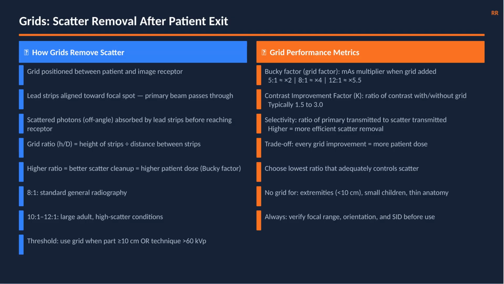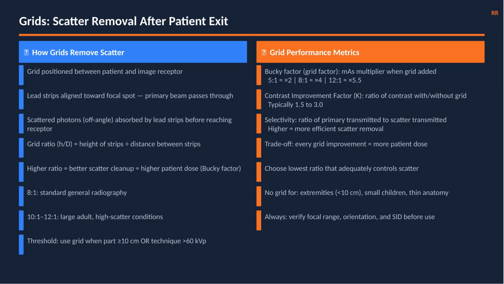Grids handle the scatter that has already been produced inside the patient and is now heading toward the detector. The grid is positioned between the patient and the image receptor. It consists of thin lead strips separated by radiolucent interspaces. The lead strips are aligned toward the X-ray tube focal spot. Primary beam photons traveling in a straight line from the focal spot pass through the radiolucent gaps and reach the detector. Scattered photons traveling at angles strike the lead strips and are absorbed.